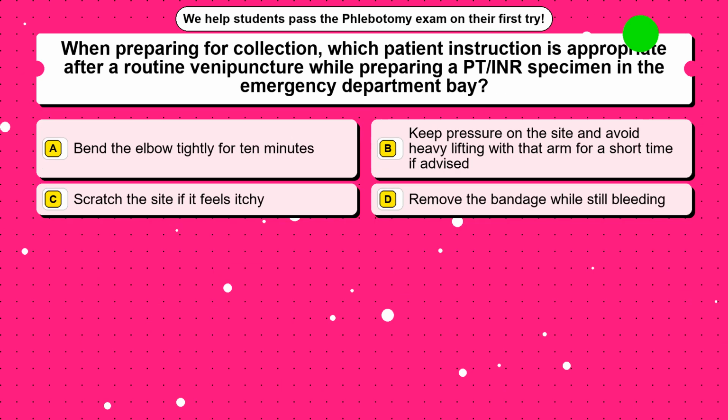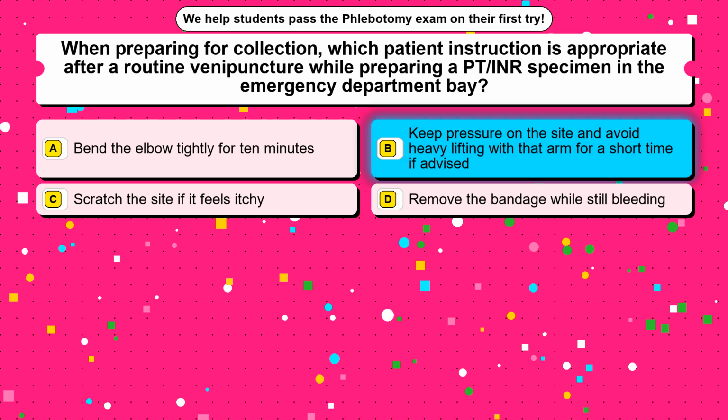Question 82. When preparing for collection, which patient instruction is appropriate after a routine venipuncture while preparing a PT/INR specimen in the emergency department bay? Option A. Bend the elbow tightly for 10 minutes. Option B. Keep pressure on the site and avoid heavy lifting with that arm for a short time if advised. Option C. Scratch the site if it feels itchy. Option D. Remove the bandage while still bleeding.